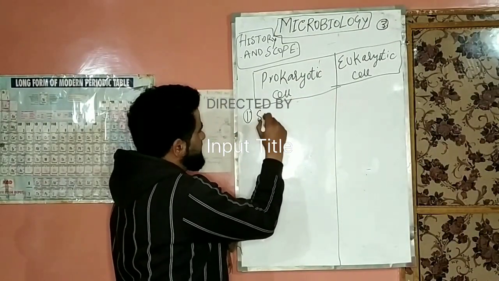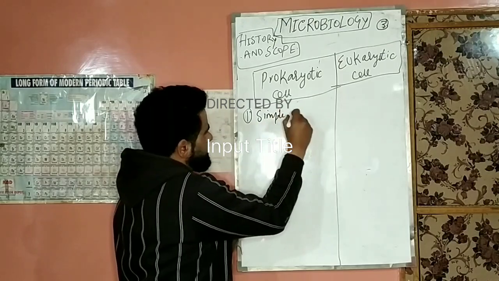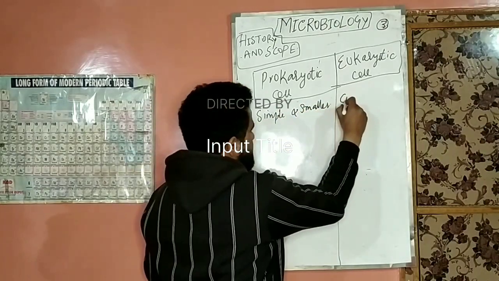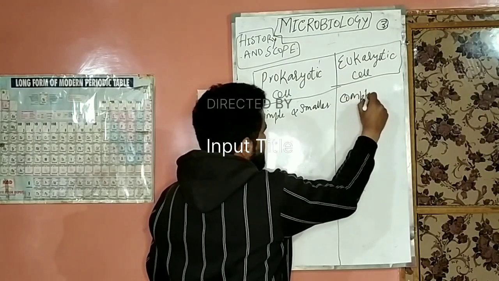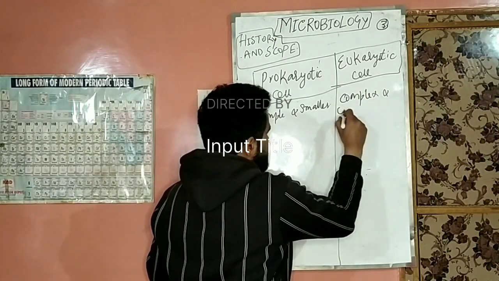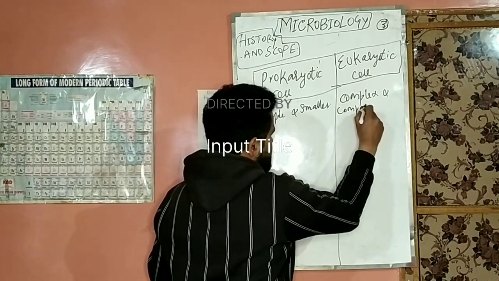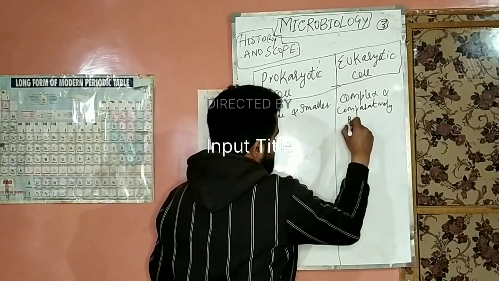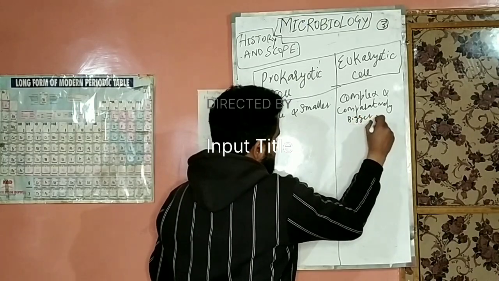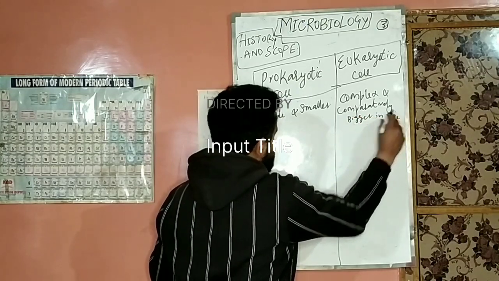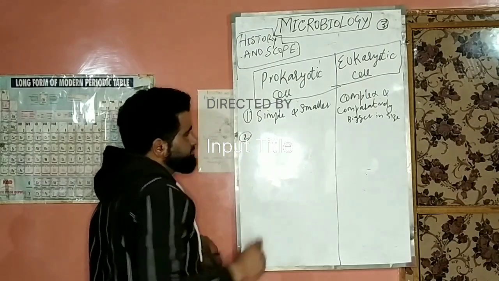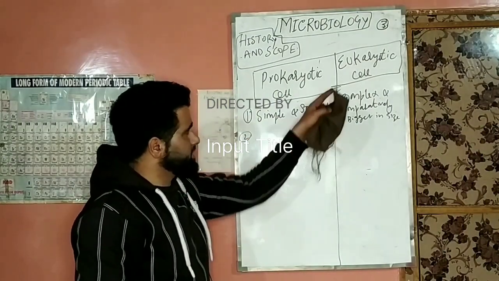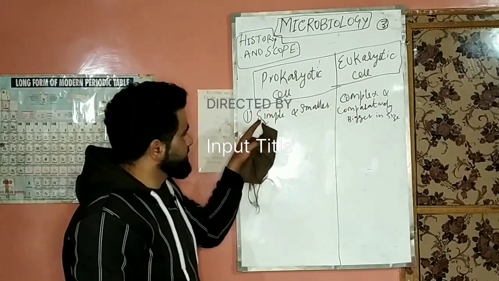Prokaryotic cell and eukaryotic cell. Prokaryotic cell: simple and smaller. Eukaryotic cell: complex and comparatively larger or bigger in size.